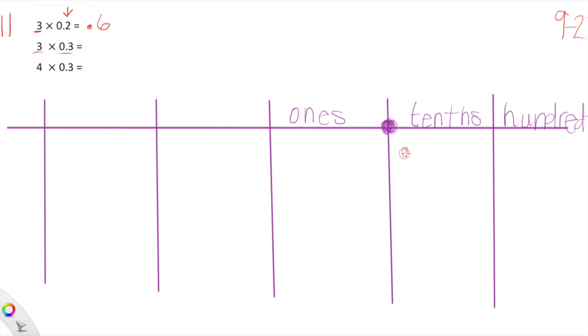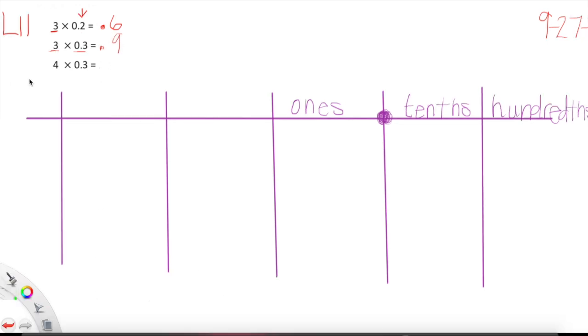Next, let's look at 3 copies of 3/10. First, we're going to model what 3/10 looks like. Well, 3/10, there we have 1, 2, 3/10. Now we need a total of 3 copies of 3/10. So we have one copy, 2 copies, 3 copies of 3/10, which is equal to 1, 2, 3, 4, 5, 6, 7, 8, 9 tenths.